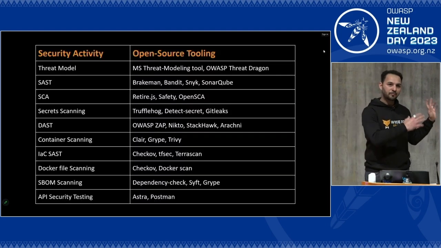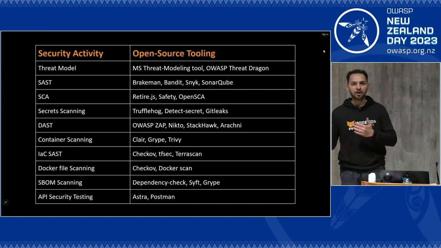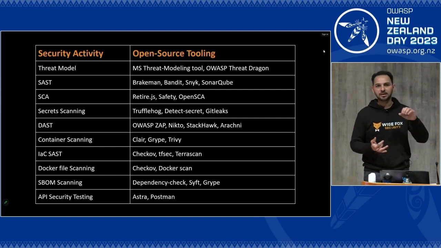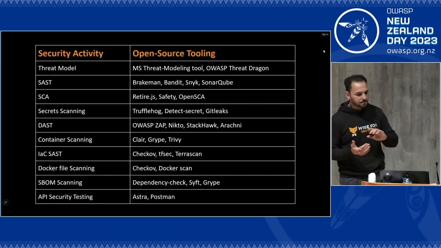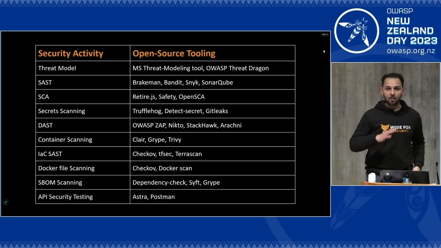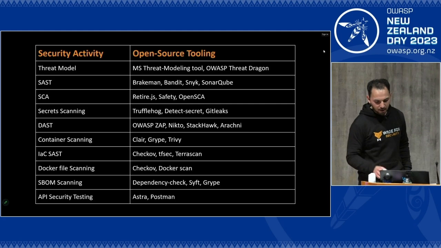Some examples of open source tooling that you can use for doing container scanning, SAST, DAST, and you can see all the rest. So these are all the alternatives that you can use as part of your DevSecOps journey.